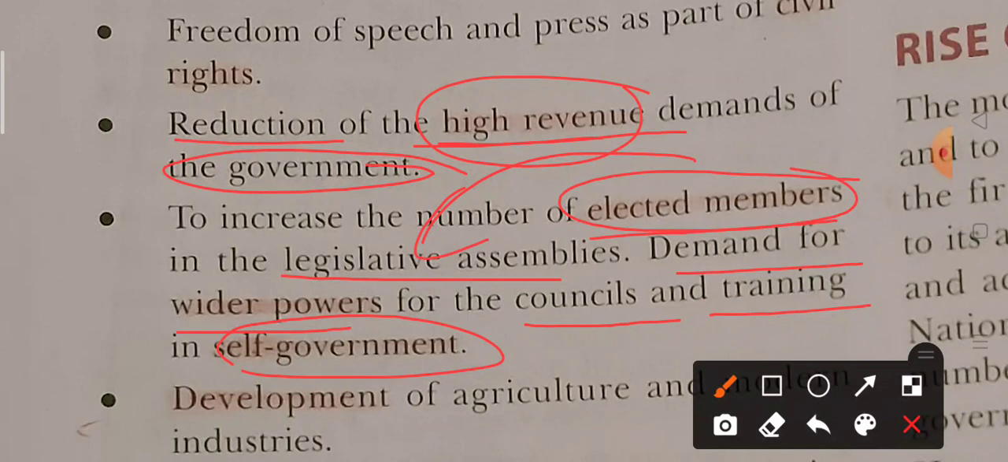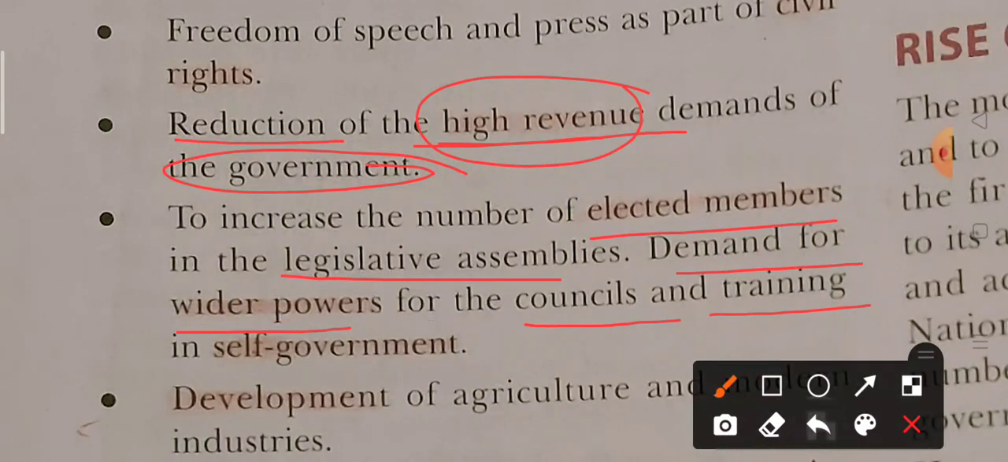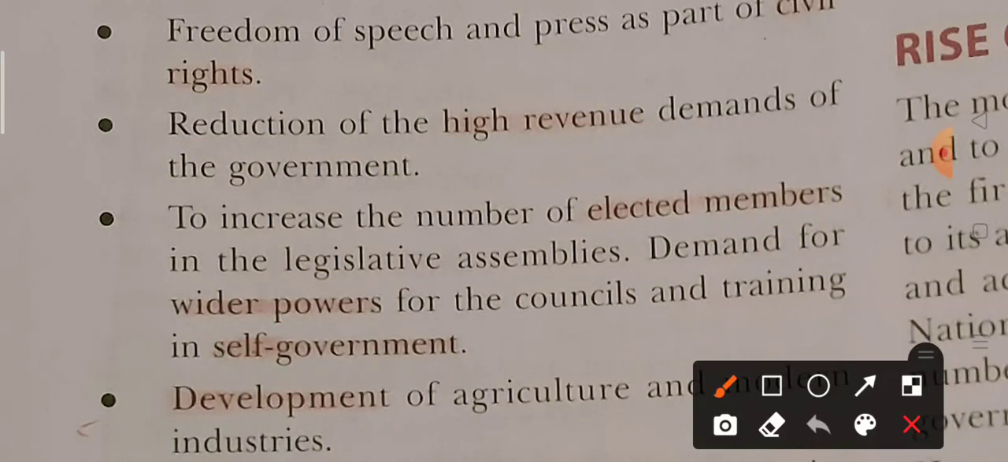And what is the legislative assembly? Actually, the legislative assembly is a constitutional body, an institution. It prepares acts and rules for governance. So they wanted to elect members in the legislative assembly.